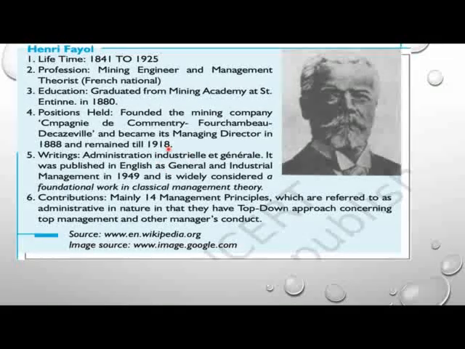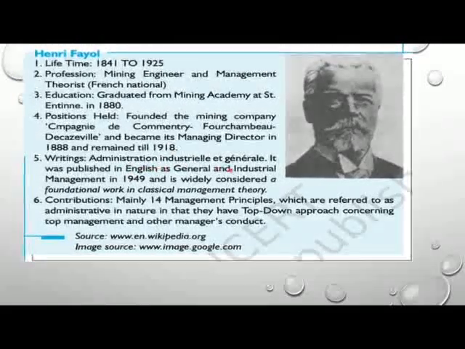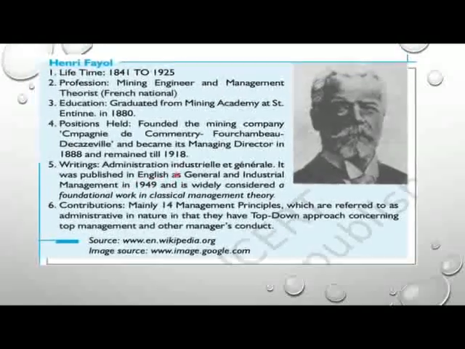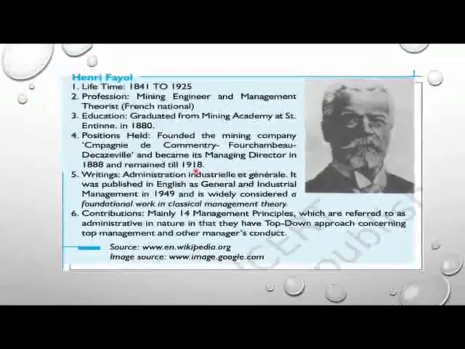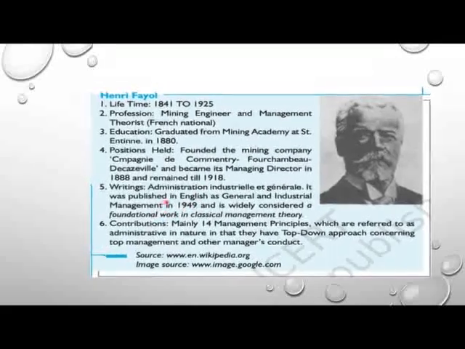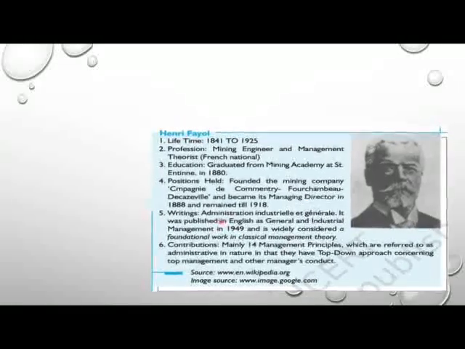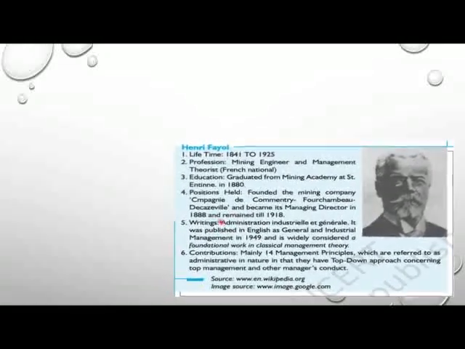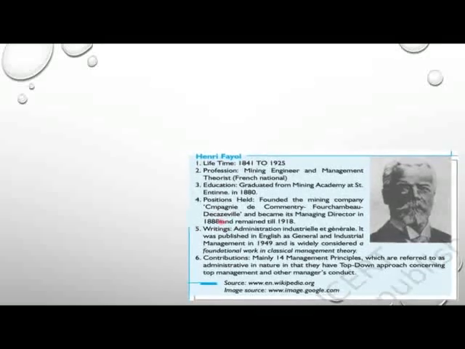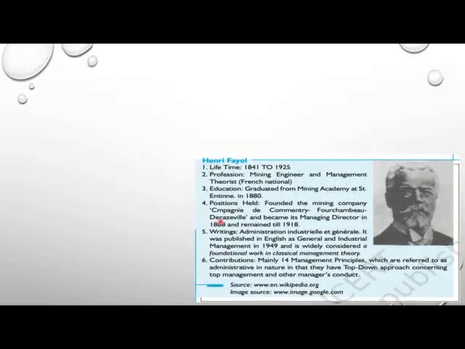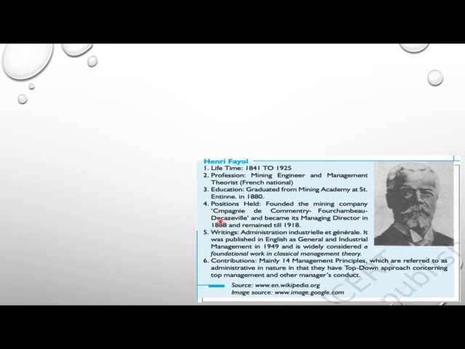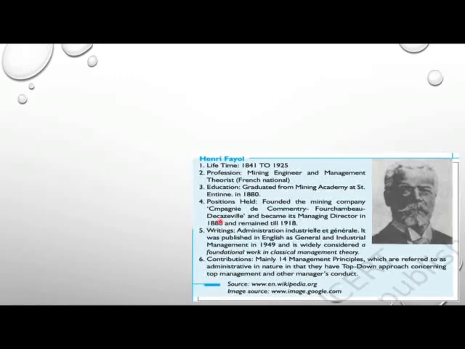See, here it is written. It was basically published in 1917 and then it was translated into English in 1949, as you can see here. When it was translated, the name of this book was General and Industrial Management, and it was widely considered a foundation work in classical management theory. Now let us discuss his principles.